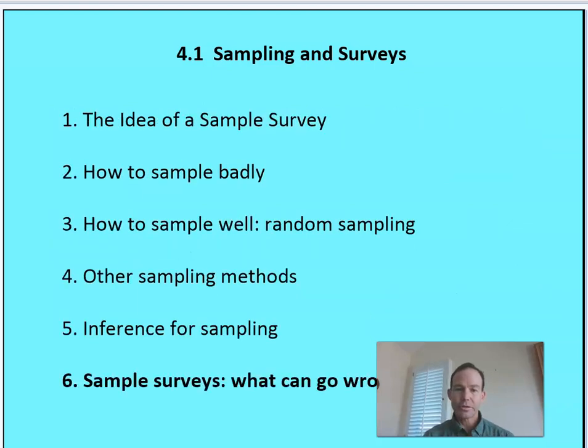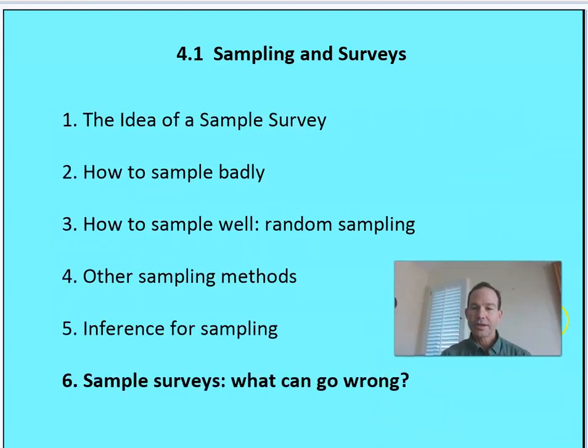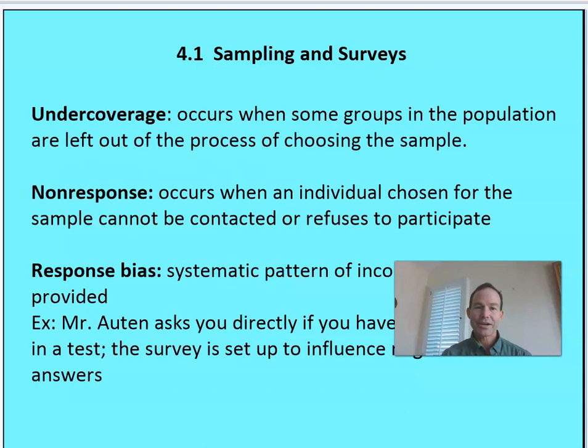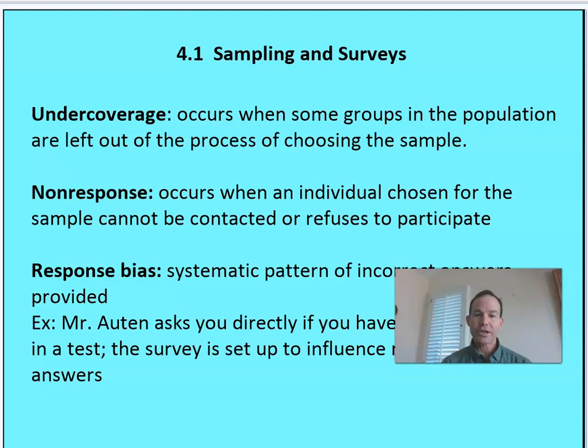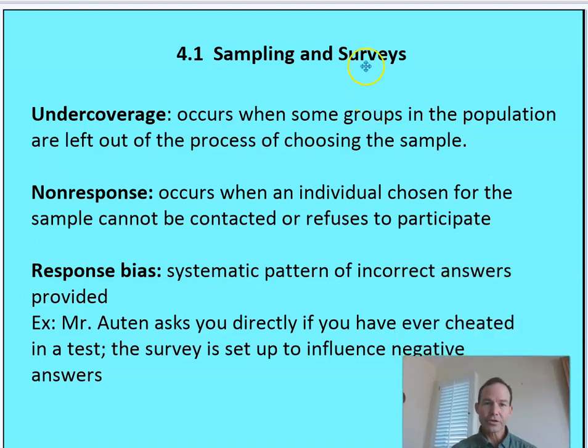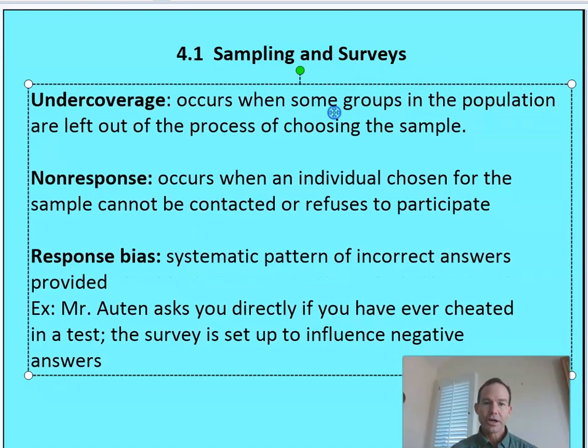All right, so let's talk about what can go wrong in surveys. The first is we can get undercoverage. That occurs when some groups in the population are left out of the process of choosing the sample. So in a random sample, just the way the random generator works, we might get more Asians and fewer Caucasians than we would get if we were to stratify and sample.